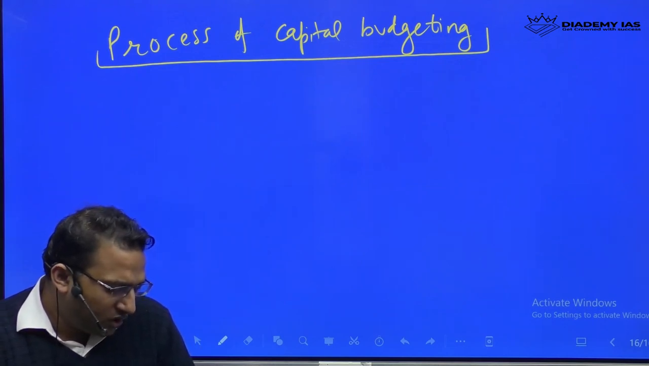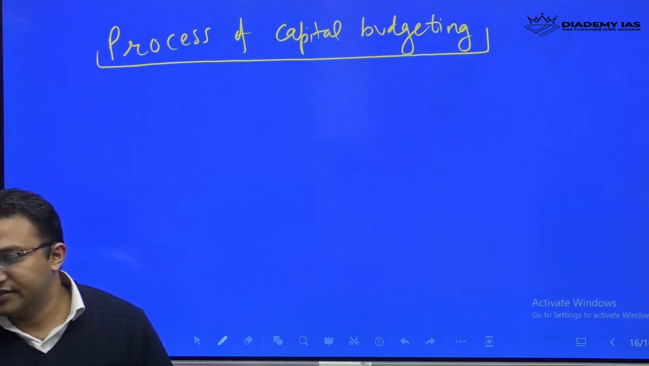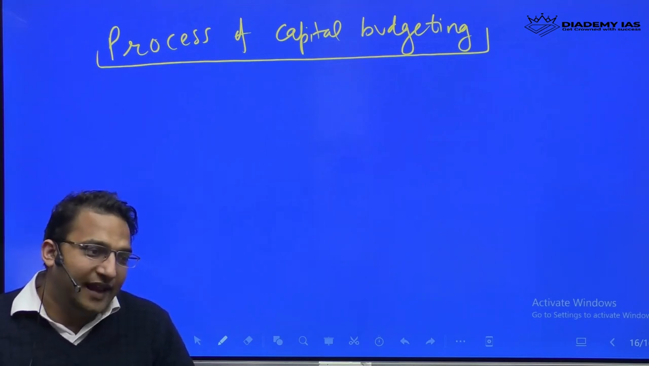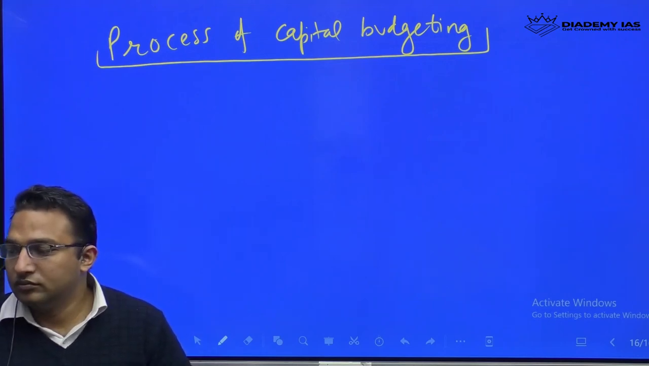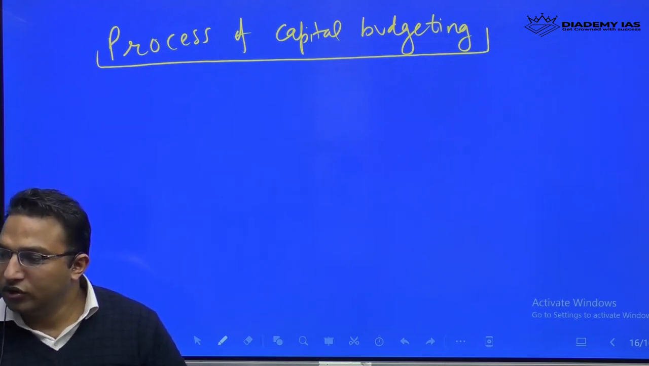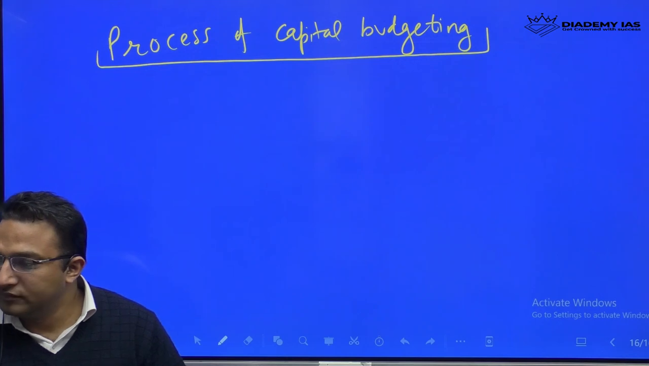So these are the problems or difficulties in the capital budgeting decisions. Future uncertainty both in cash outflow and cash inflow.